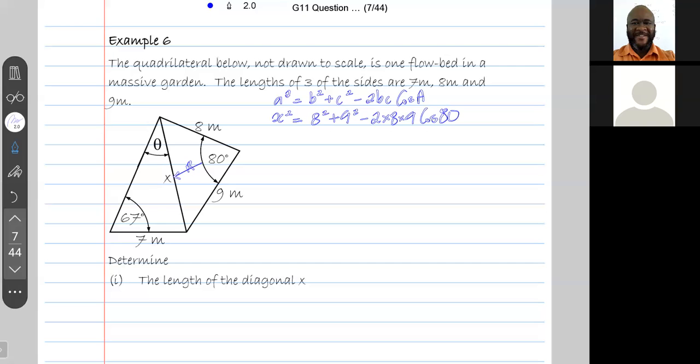I put in the calculation in the wrong place, but it doesn't matter. So this is 64 plus 81 minus 144 cosine of 80 degrees. This looks like 145 minus 144 cosine 80 degrees.